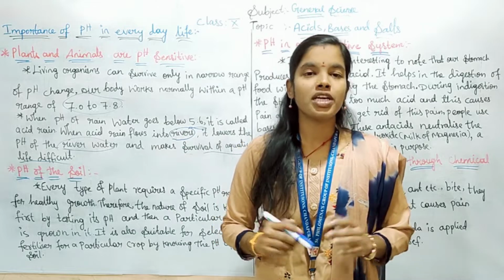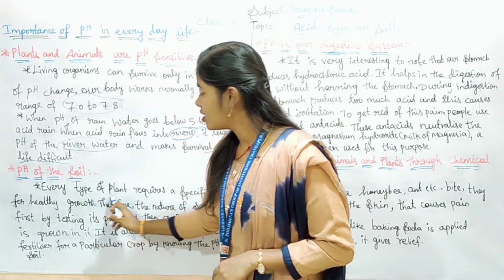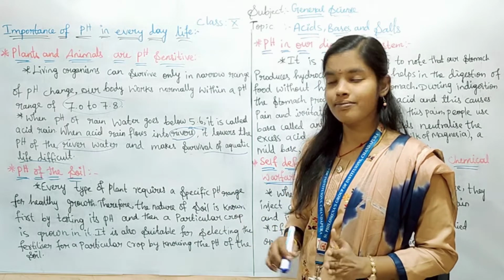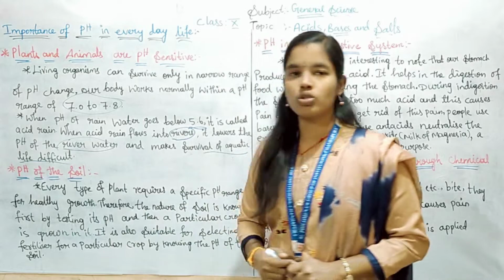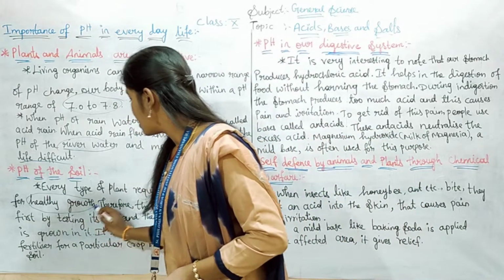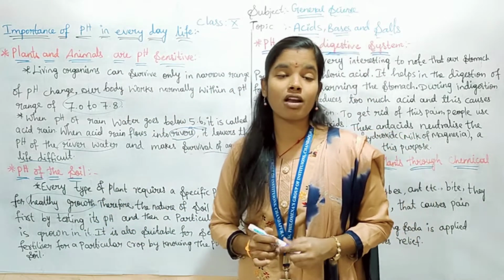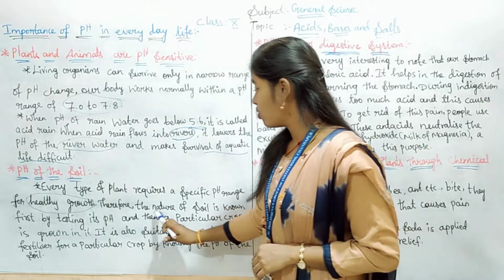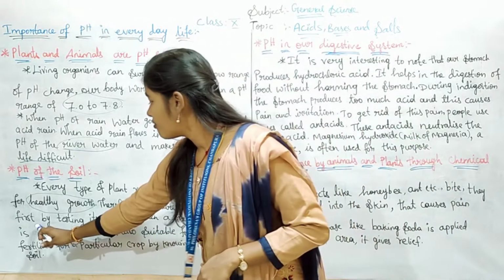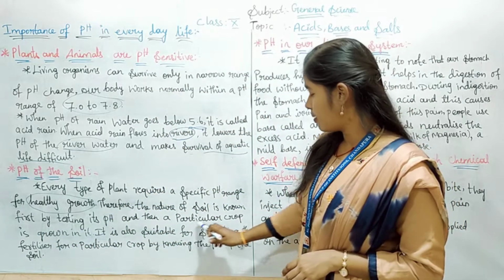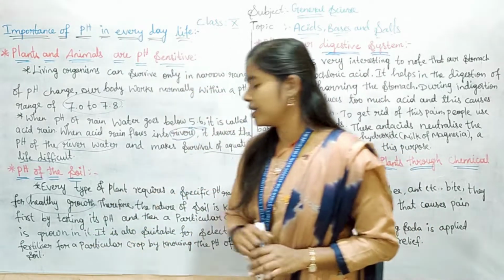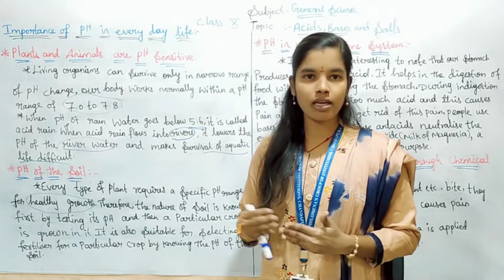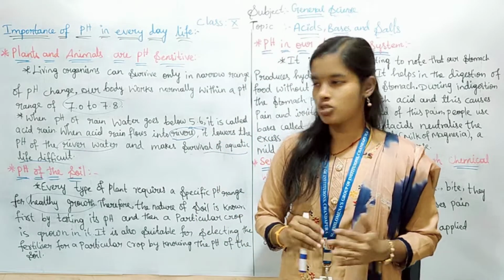Next one is pH of the soil. Every type of plant requires a specific pH range for its healthy growth. Therefore the nature of soil is first known by testing its pH, and then a particular crop is grown in it. So first we must know the pH range of the particular soil by testing, then we can grow crops in it.